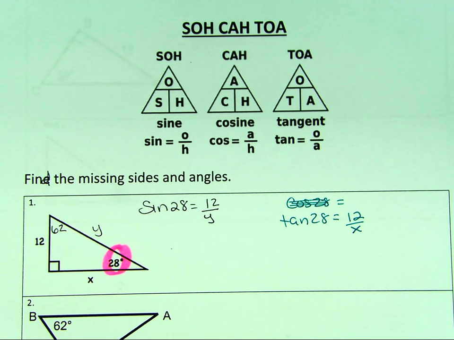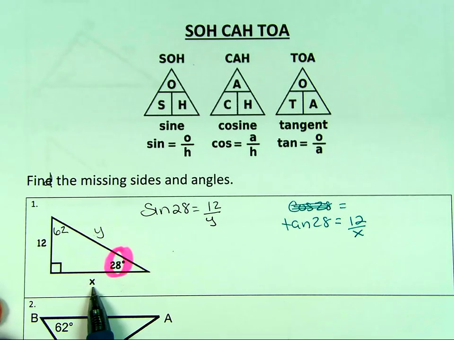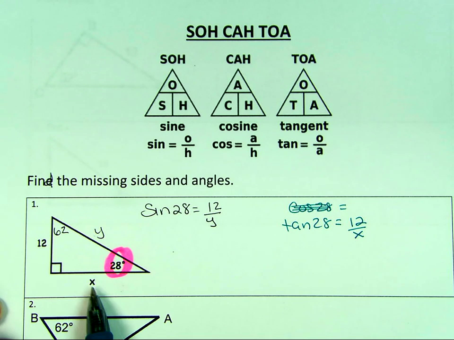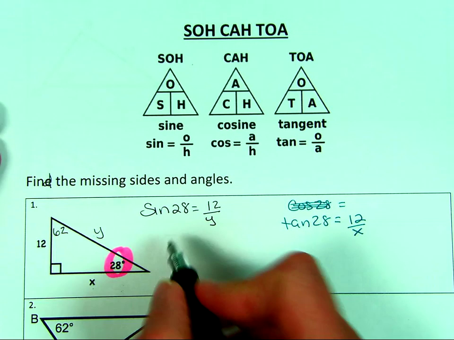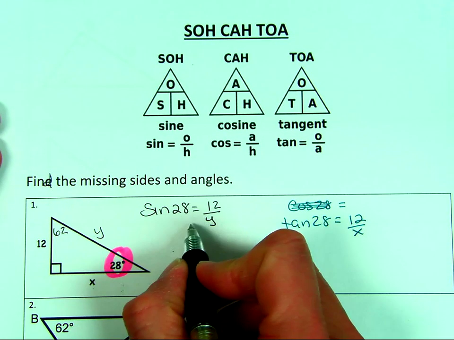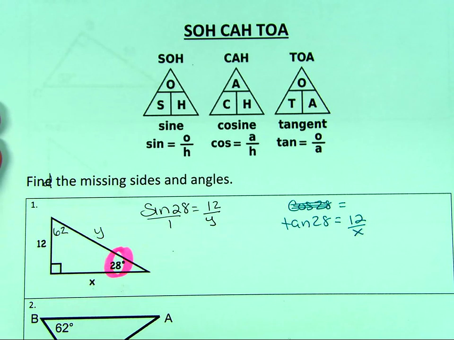Once you find this one, you could use the Pythagorean theorem to find this one. Sometimes if you round too much and then you round again, then you're a little bit off. So I always tend to use the sine and the cosine if it's not an integer. To solve an equation like this, you can think of it as a proportion. We're going to cross multiply.